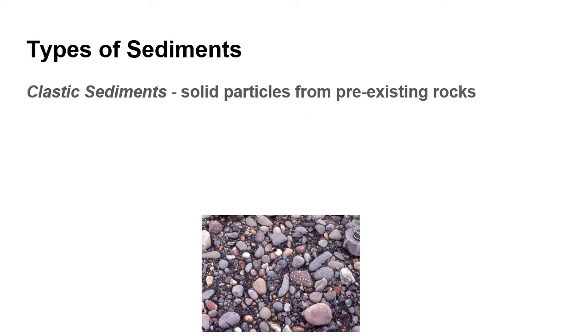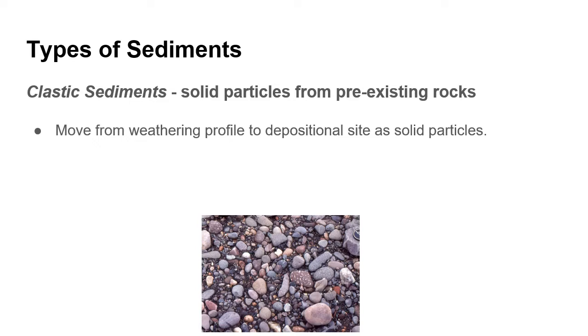Of course, we have different types of sediments, and the first type we're going to cover are clastic sediments, solid particles from pre-existing rocks. So you take a rock, any rock will do, and you crush it up into physical little pieces, and you have clastic sediment. These will move from the weathering profile of their source rock and then deposit into some other site as solid particles. Now, they may change during that transport in shape and size, and possibly even some chemical alterations, but we're still picking up an object from one place and putting it somewhere else.